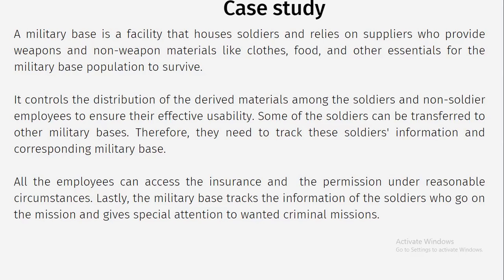All the employees can access the insurance and the permission under reasonable circumstances. Lastly, the military base tracks the information of the soldiers who go on the mission and gives special attention to the wanted criminals' missions.